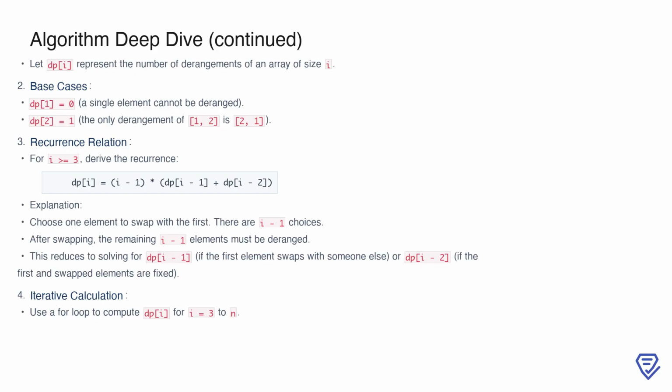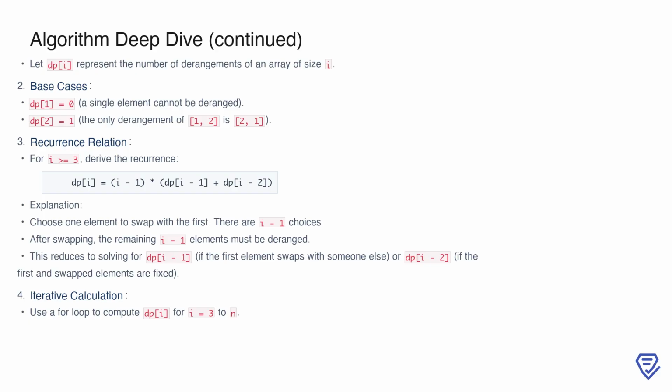This formula accounts for two possibilities. First, the chosen element swaps with the first position, leaving i-1 elements to be deranged, which corresponds to dp[i-1]. Second, the first and swapped elements are fixed, reducing the problem to deranging i-2 elements, which corresponds to dp[i-2].